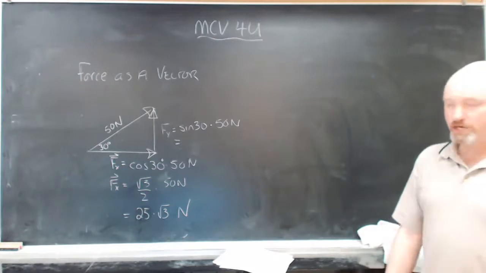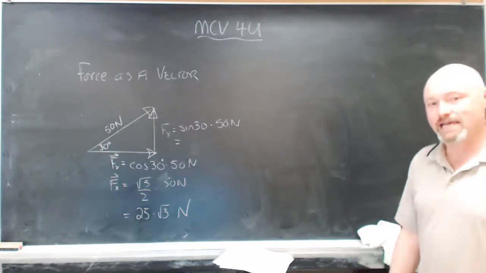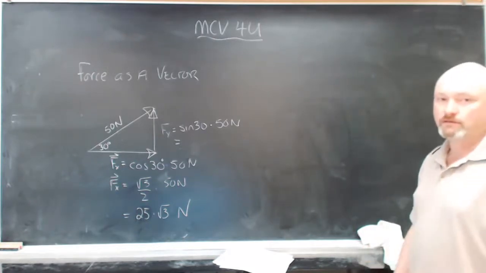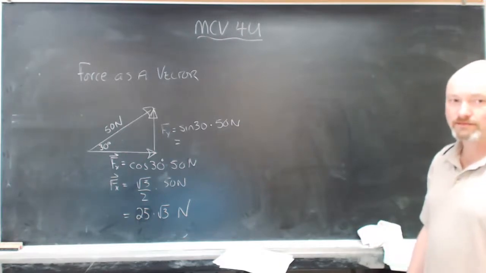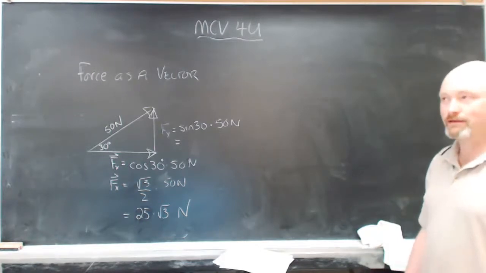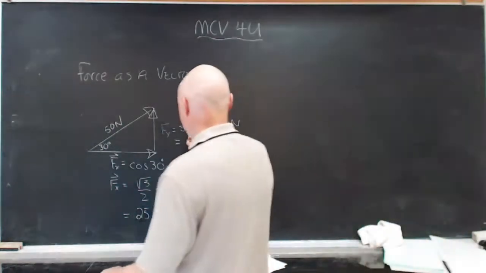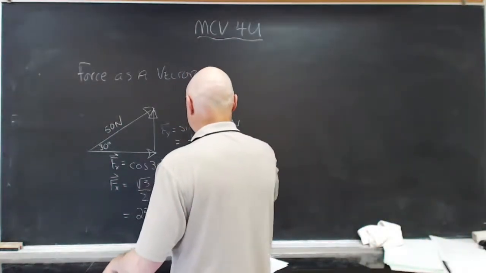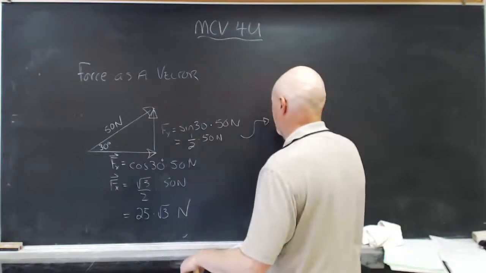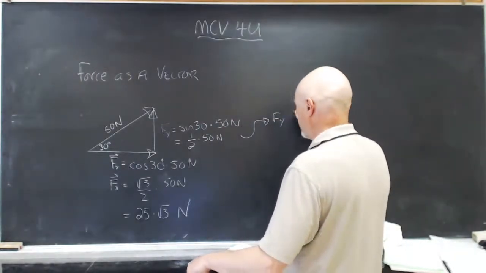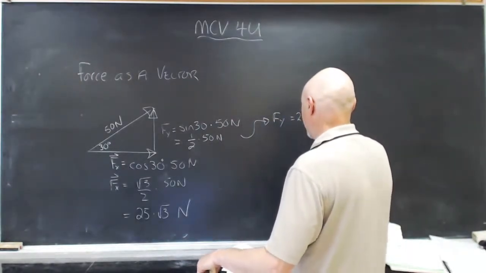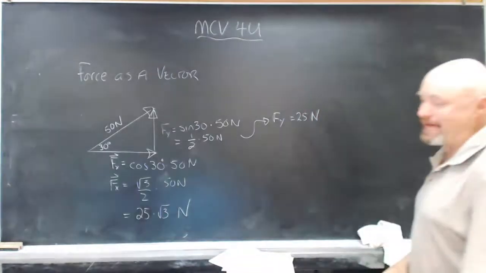Hey, RJ, sine of 30 is an exact quantity. All right, this one is? So it's root 3 over 1. No, that is the sine of. 1 over 2 is half. Yeah, there we go. 1 over 2. So the component in the y direction is 25 newtons. That's brilliant.